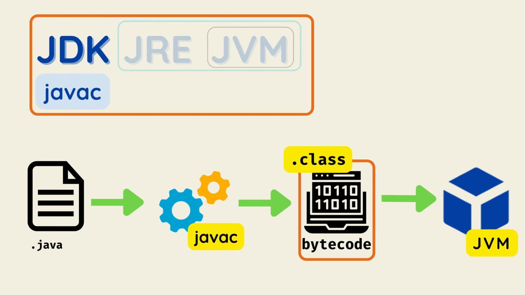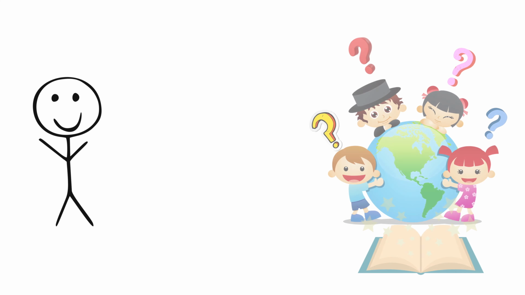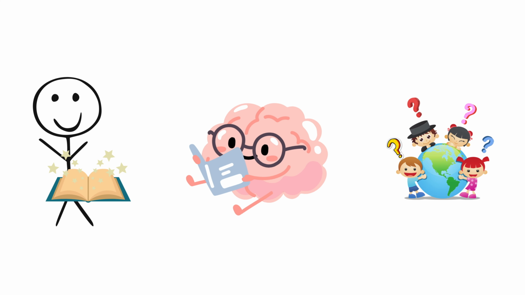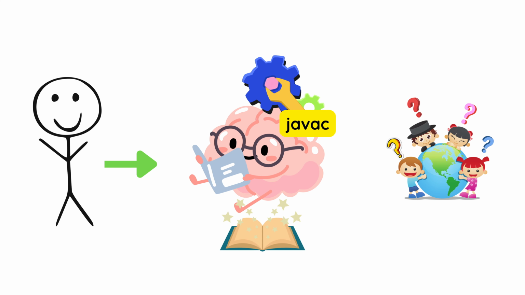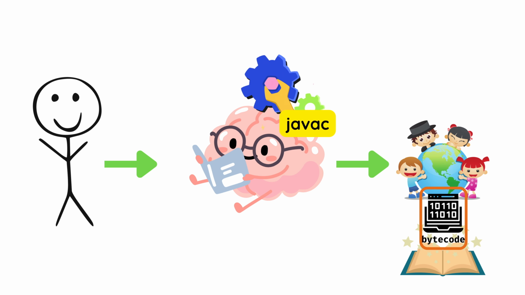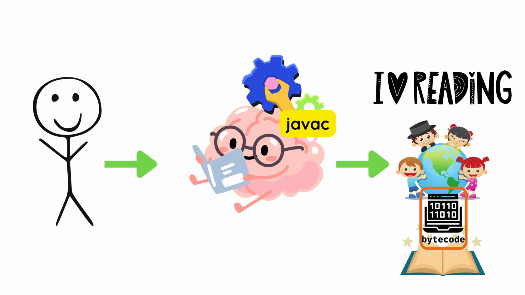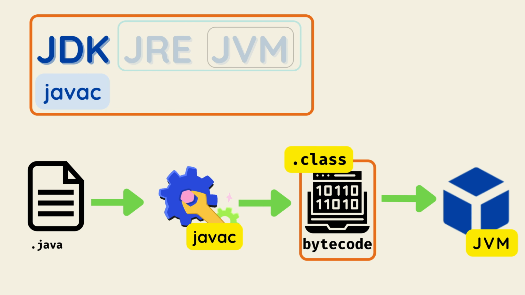To make this concept easier to understand, let's use an analogy. Imagine you have written a book in your native language. Now, you want it to be understood by readers all around the world. To do that, you would look for a translator. Think of the compiler as the translator. The compiler takes your book and translates it into a universal language, let's say bytecode, that every reader, in our case computer, can understand. So now that we know the compiler turns the Java code into bytecode, let's take a closer look at what happens next with the JVM.